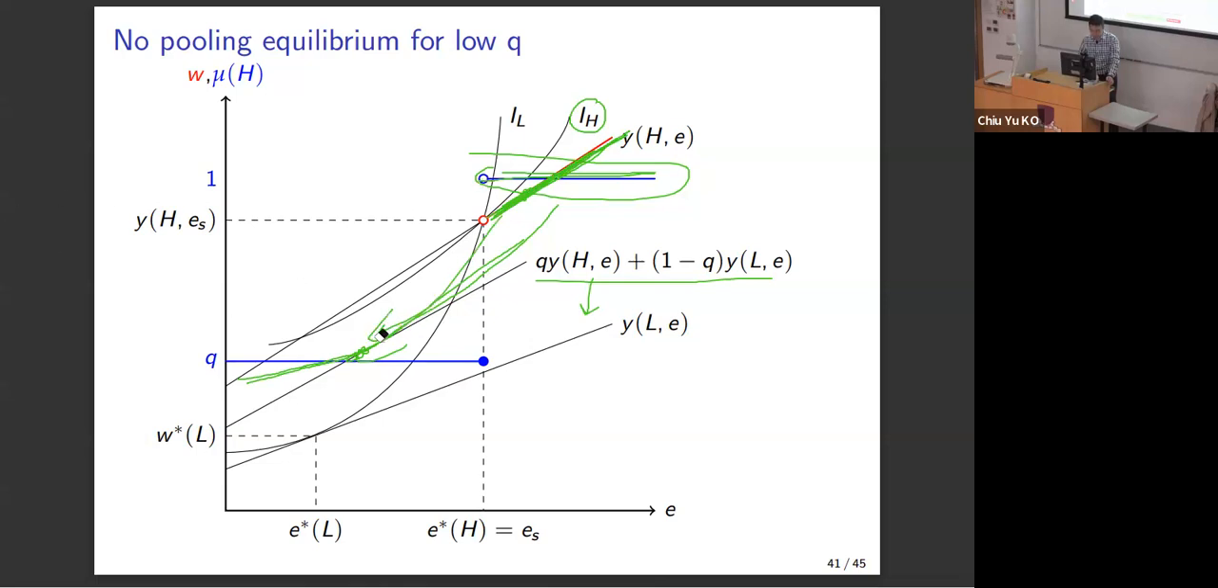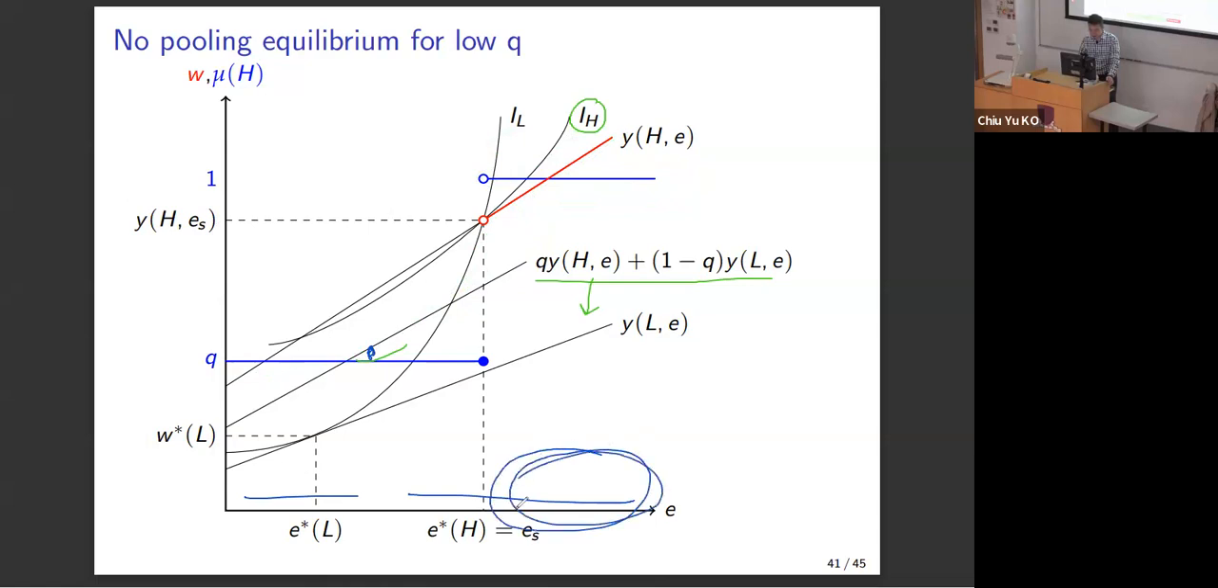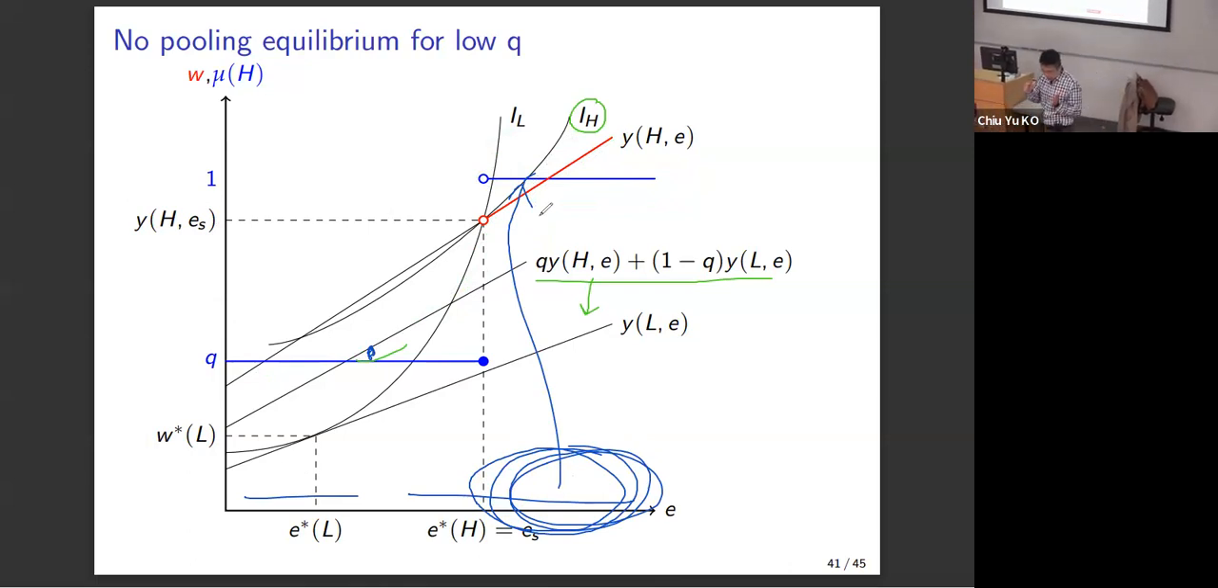Remember what is a pooling equilibrium? Pooling equilibrium, how we sustain it in the old days is the belief is 1 at this point, everything else is 0, right? But now with the domination, we cannot put this as 0, right? It must be 1 if you have very high education. So the main idea is the following. If you have very high education, which is not possible for the low type to pretend, then when you see very high education, it must be the high type.